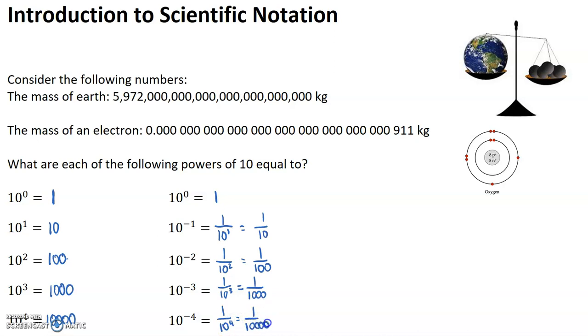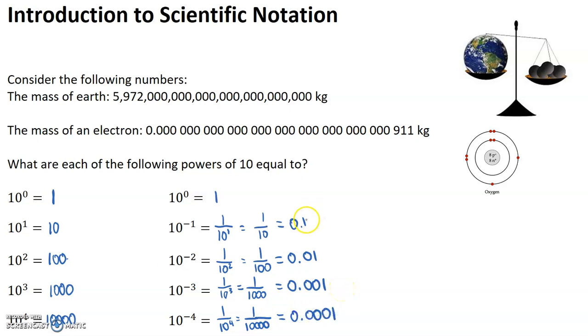Now fractions don't get really nice here, so we're actually going to change these. 1 divided by 10 is 0.1. 1 divided by 100 is 0.01. 1 divided by 1,000 is 0.001. And 1 divided by 10,000 is 0.0001.